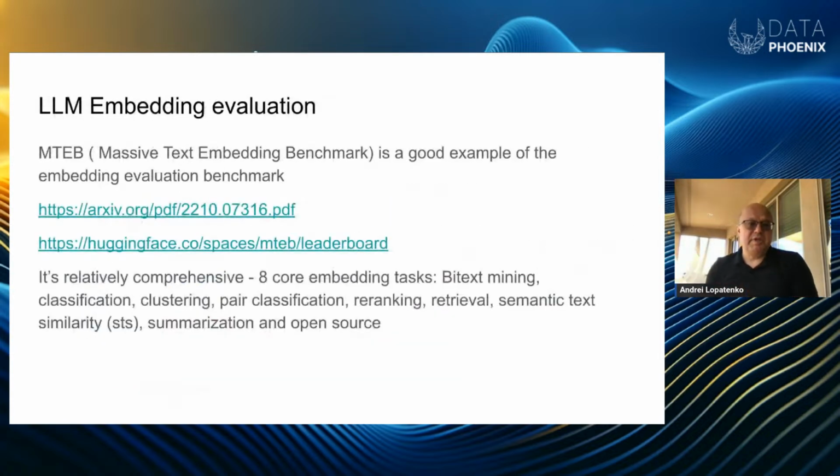A good example is MTEB, the Massive Text Embedding Benchmark. It's a popular academic benchmark, but also a suite of open software which you can use and which is quite flexible, which is good enough. I think it's a good example because it shows there are multiple different core embedding tasks: bitext mining, classification, clustering, pair classification, re-ranking, retrieval, semantic text similarity, summarization, and it's open source software. And again, this is typical use. These tasks are not fully comprehensive, and most probably in your company you will have something else to use embeddings for.